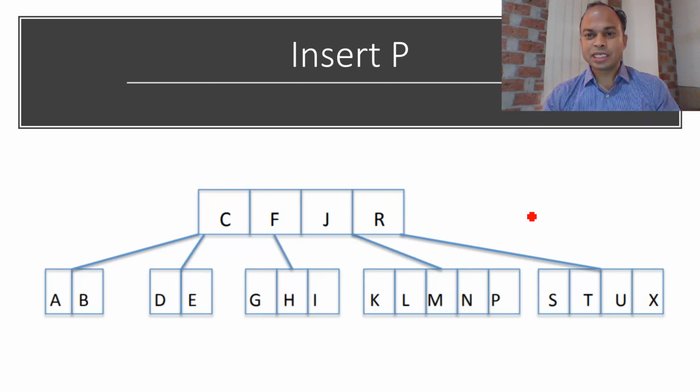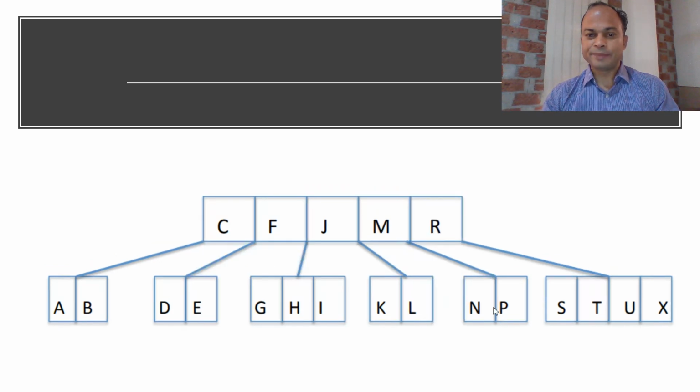If you want to insert key P, then P is greater than J, lesser than R. We want to insert P in between J and R. So therefore, in the ascending order, P comes here. Now we observe this particular node consists of 5 keys. So therefore, it should split into two parts. M should go above, and the left child should be KL and the right child should be NP. So we have this structure like this.